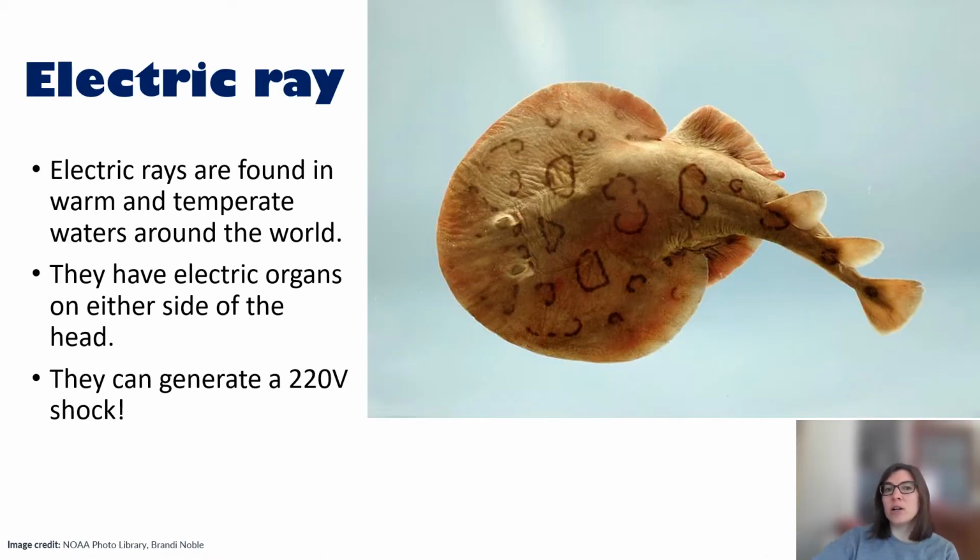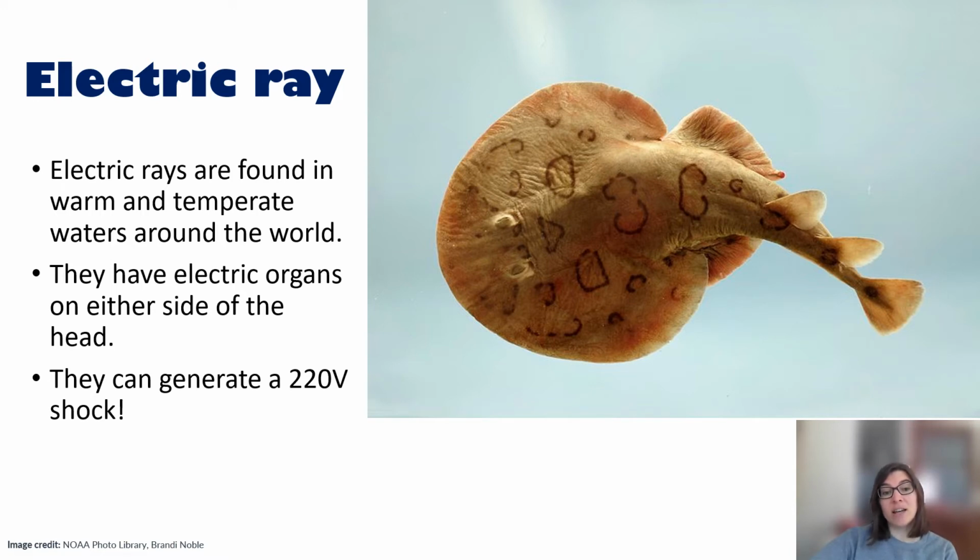So let's have a look at a couple of different types of ray. This is the lesser electric ray. There's lots of different types of electric ray as well. Sometimes they're called torpedo rays. Electric rays are found in warm and temperate waters around the world. They have two special adapted organs at either side of their head, which are made out of muscle, and they can use this to generate a strong electrical current.